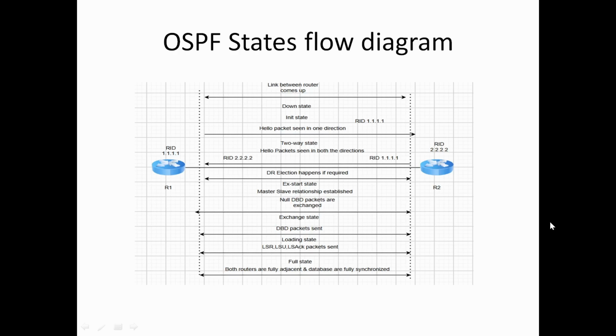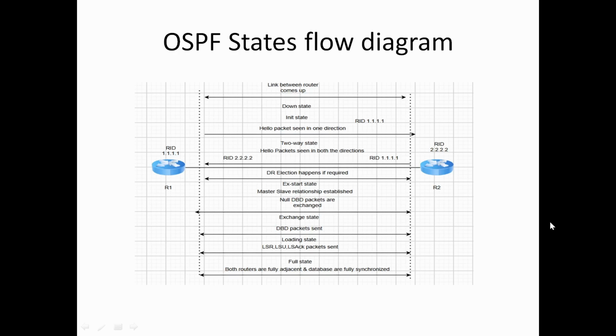So this diagram shows the type of states that should be formed in order to become fully adjacent. When the link between the routers comes up, it comes to the down state. Down state doesn't mean the physical interfaces are down. It means the adjacency has not formed.